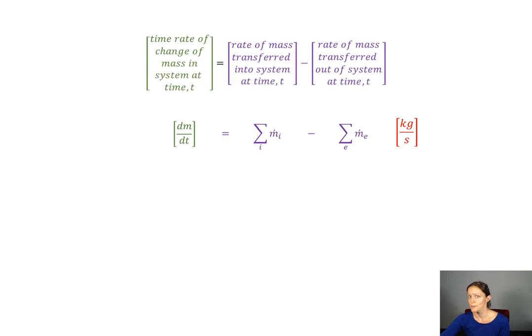So what are those m dots? Well, that m dot is what's called the mass flow rate. And it's just what it sounds like. It's the rate at which mass is flowing into or out of your system.